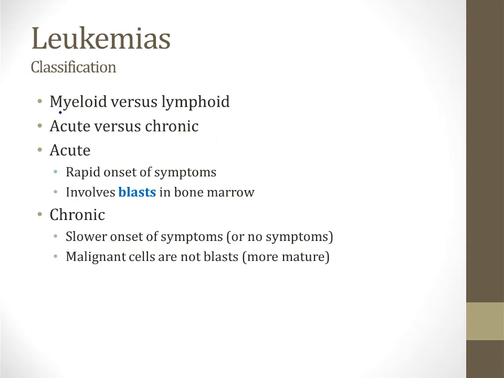Leukemias are classified by whether they derive from the myeloid cell lineage or the lymphoid cell lineage, and also by whether they are acute or chronic. In another module, I talked about acute leukemias. These are leukemias that have a rapid onset of symptoms and typically involve blasts, which are very immature precursor cells in the bone marrow. In this module, we'll talk about chronic leukemias. These are leukemias which have a slower onset of symptoms or sometimes no symptoms at all, and the malignant cells are not blasts. They're usually more mature white blood cells.